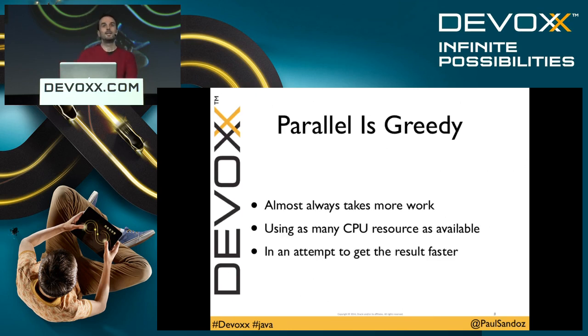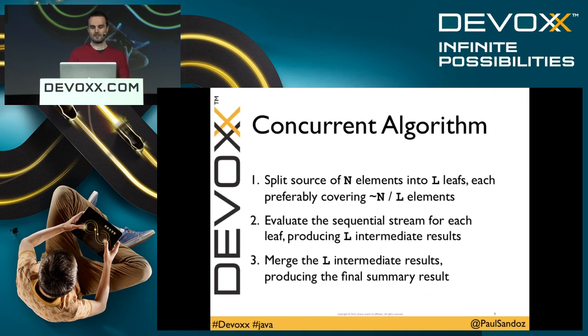It's inherently greedy. It'll always take more work, using as many CPUs as possible to get the work done in an attempt to get the result faster. So here is the algorithm at a very high level of what we do.